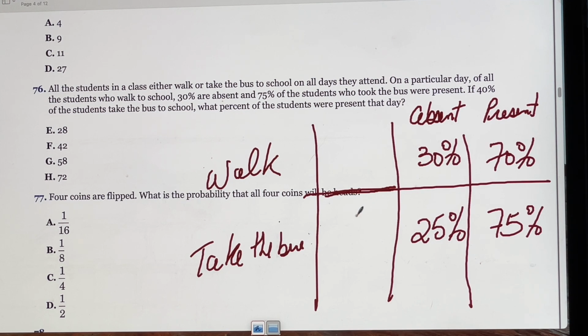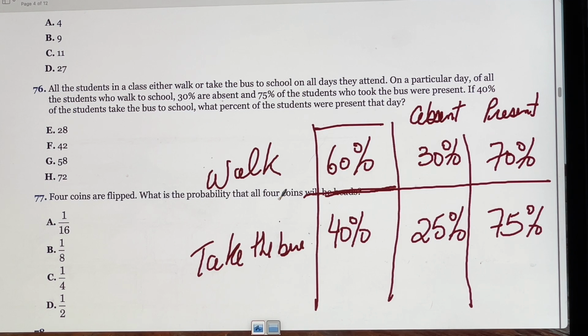40% of the students take the bus to school, so this is 40% who take the bus, which means 60% walk, right? What % of the students were present that day? So 75% of 40% were present, 70% of 60% were present. So we get 40% of the 75% kids who were present.